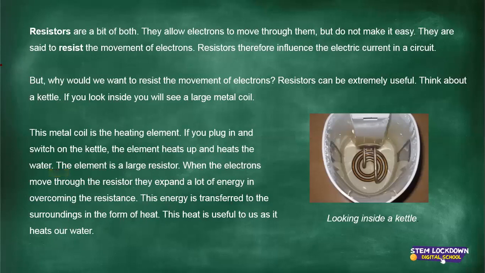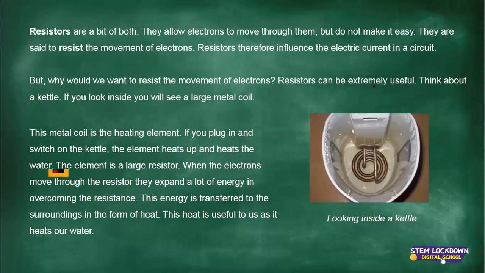So resistors therefore influence the flow of the electric current. And there's 2 types of resistors. You get one normal resistor and then you get a variable resistor. A variable resistor we'll discuss later on. But just so that you know for information's sake, a variable resistor basically controls the flow of energy through the circuit. So you can dictate how much heat or how much energy you want to transfer through a circuit. Okay, so why would you want the resistors to resist the movement of electrons?